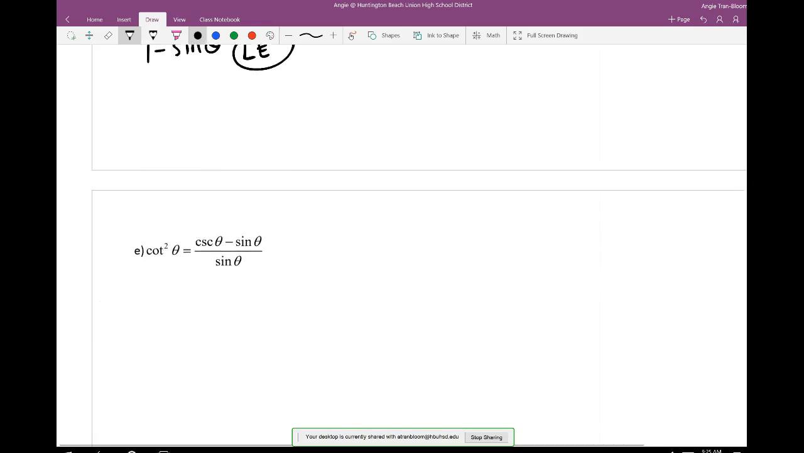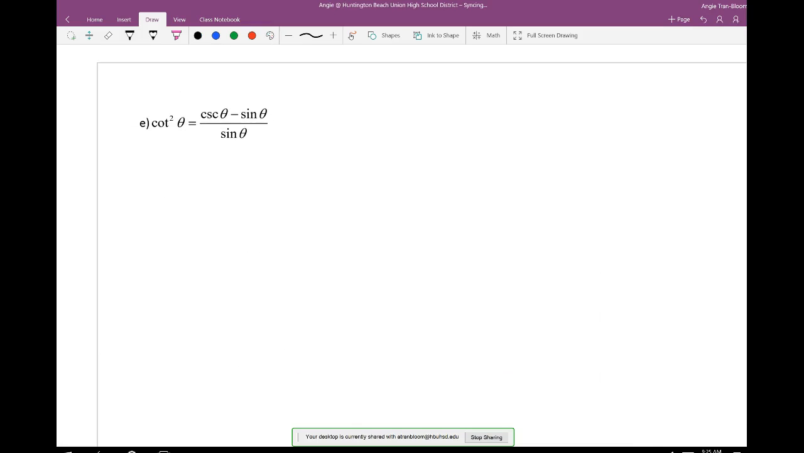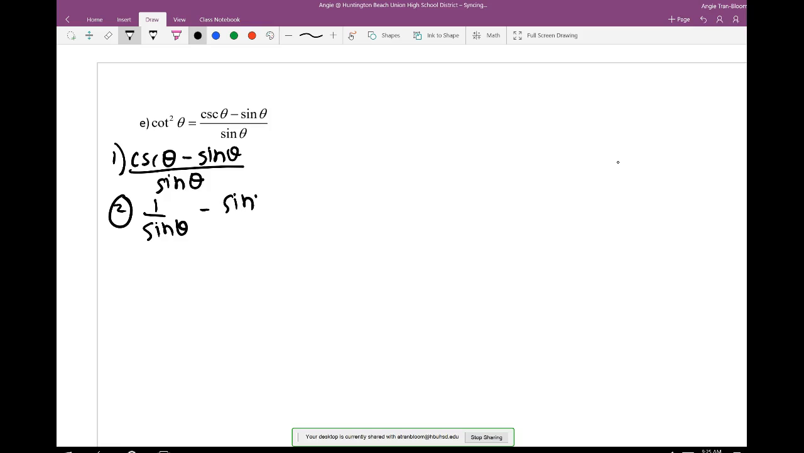All right, I'm gonna copy Miss Gibbs. Okay, Miss Gibbs, you pick right side. Cosecant of theta minus sine of theta all over sine of theta. Very good. Step 2. Looks like you converted everything to sine and cosine. Very good. All right, these are Miss Gibbs' exact 2 steps. Okay.